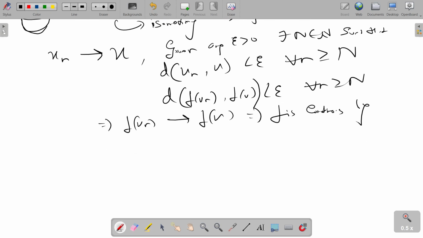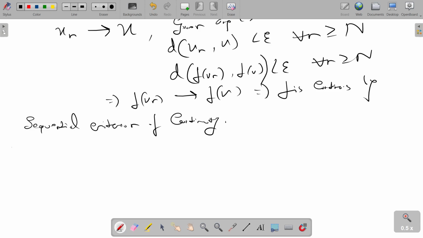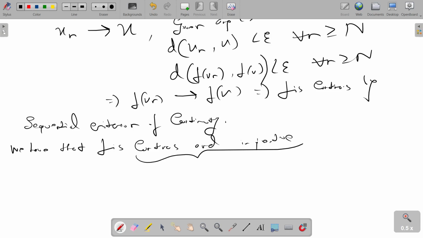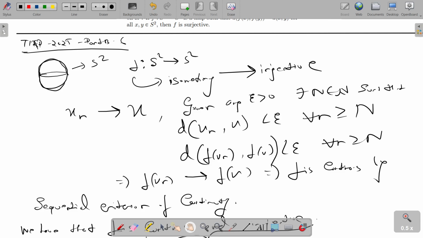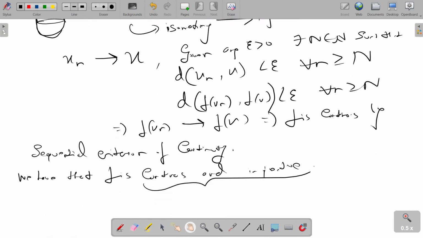So f is continuous by the sequential criterion of continuity. Now what we have is that f is continuous and injective. This is a very important condition. Now, how to approach the question? So far we have deduced that f is continuous and injective. Now, is f surjective?